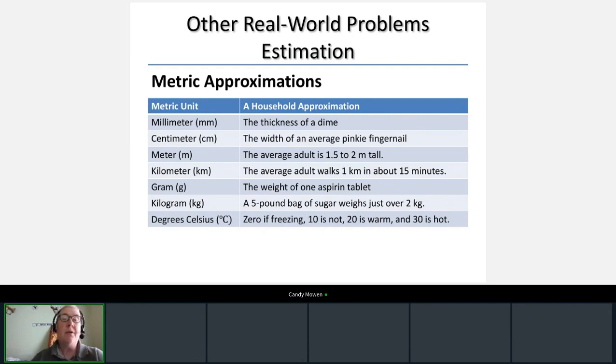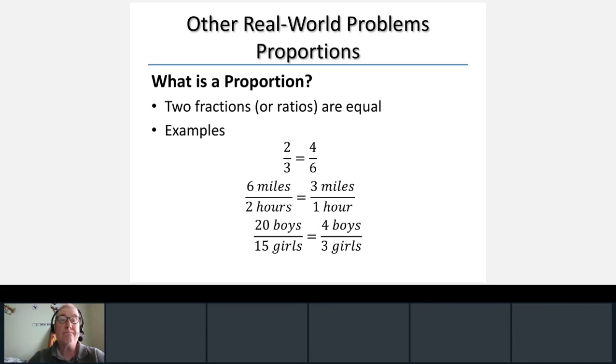Approximations. A millimeter is the thickness of a dime. A centimeter is the width of an average pinky fingernail. A meter: the average adult is 1.5 to 2 meters tall. Kilometer: the average adult walks 1 kilometer in about 15 minutes. A gram is about the weight of 1 aspirin tablet. A kilogram is about 5 pounds of sugar. It weighs about 6 kilograms. And degrees Celsius: 0 is freezing, 10 is cool, 20 is warm, 30 is hot.